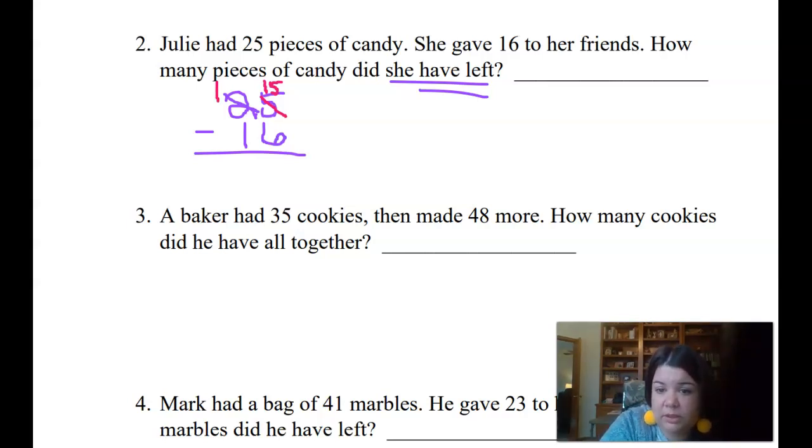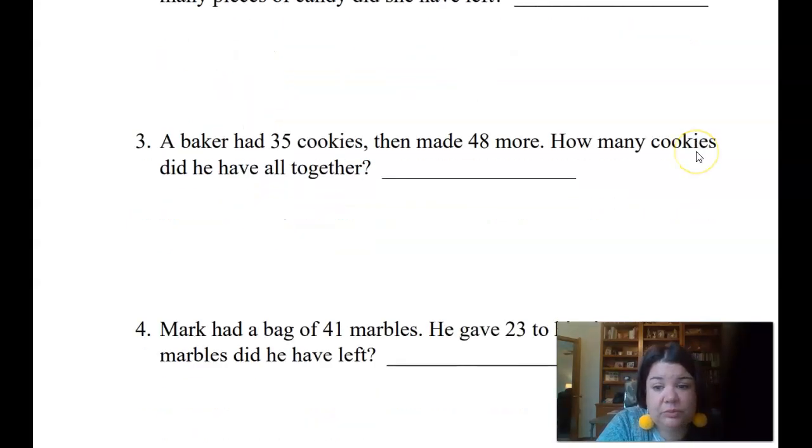Let me change color again. 9, and then 1 minus 1 is 0. But you don't have to write that 0 down if you don't want to. So she had 9 pieces of candy left. Is that what you got? Let's try the next one.